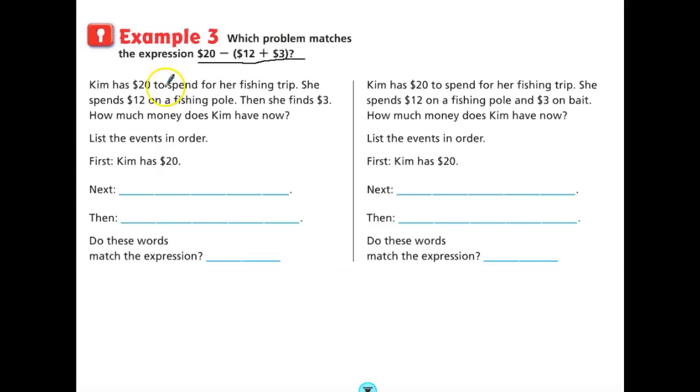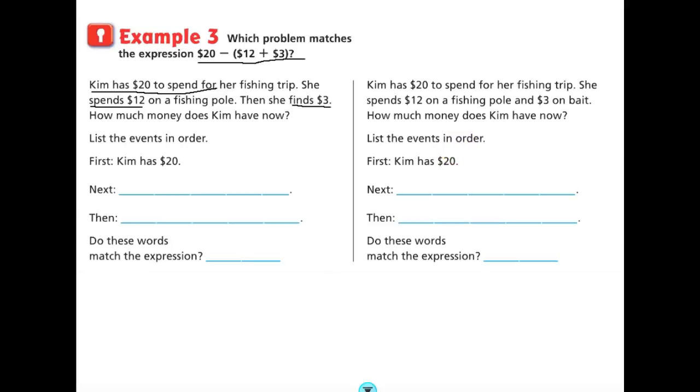So let's first start with this problem right here. Kim has $20 to spend for her fishing trip. They're doing a lot with fishing today. She spends $12 on a fishing pole. So she spends 12 of those $20, but then she finds $3. So if she spends $12 and she finds $3, how can we make that into an expression?